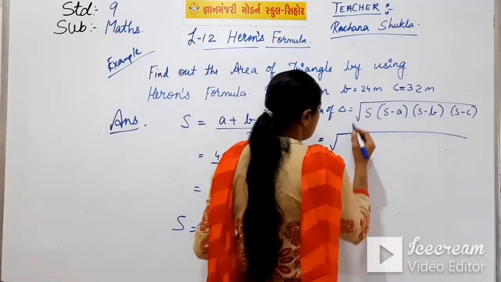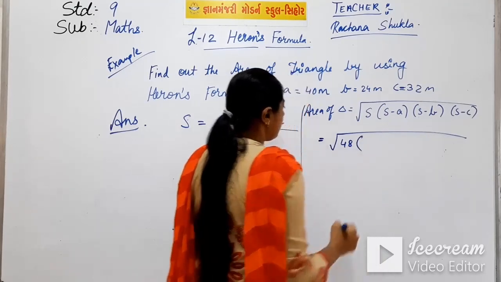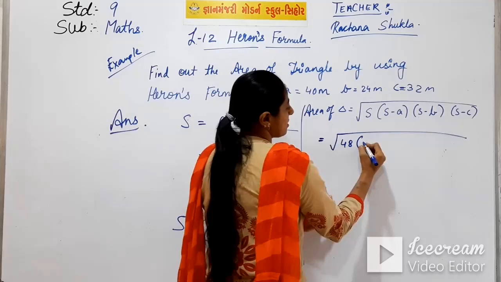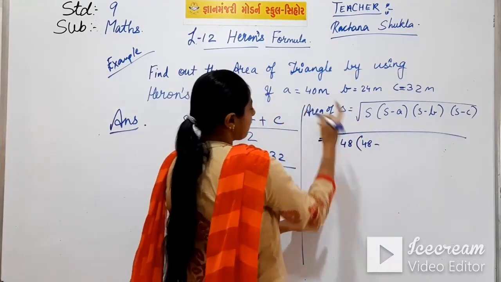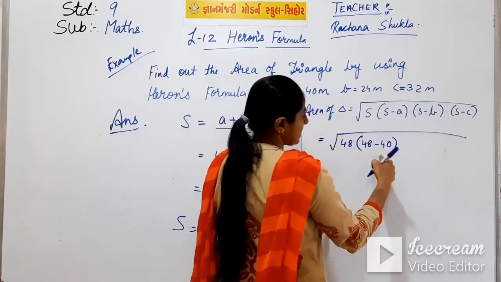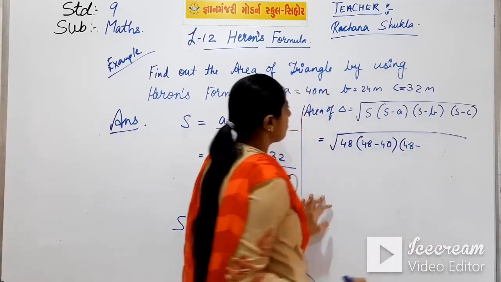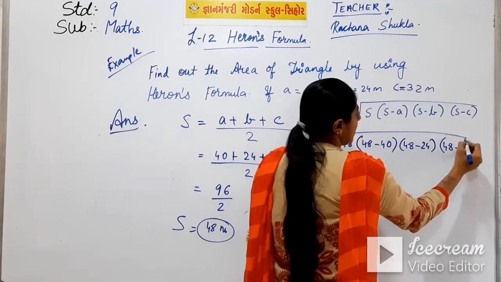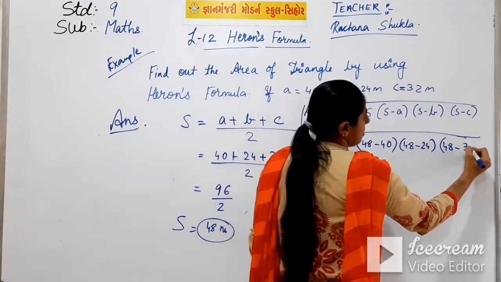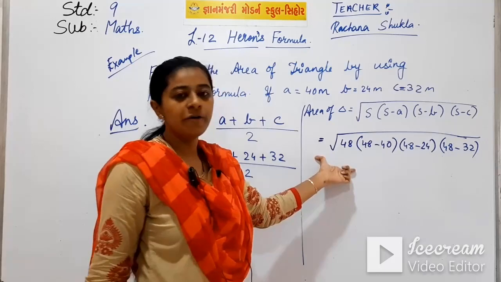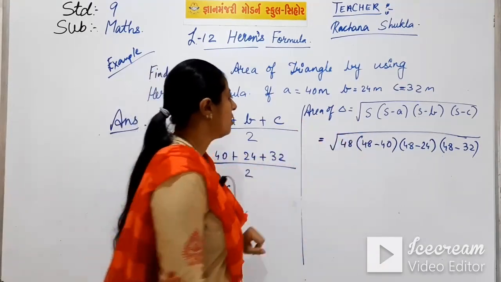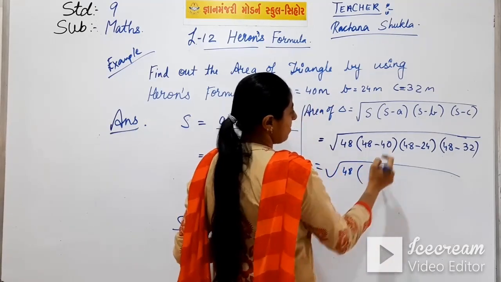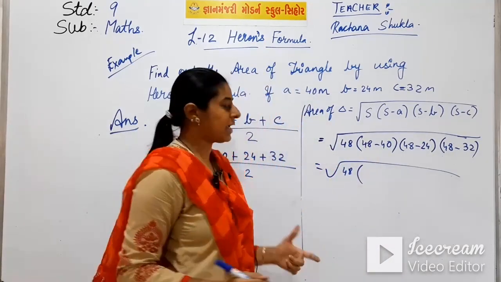So S will be 48 because we got the answer as 48. Then again S 48 minus 40, that is A. Again 48 minus 24 and 48 minus 32. This is your first step, just putting down the values. Then 48 minus 40, first solving the brackets.